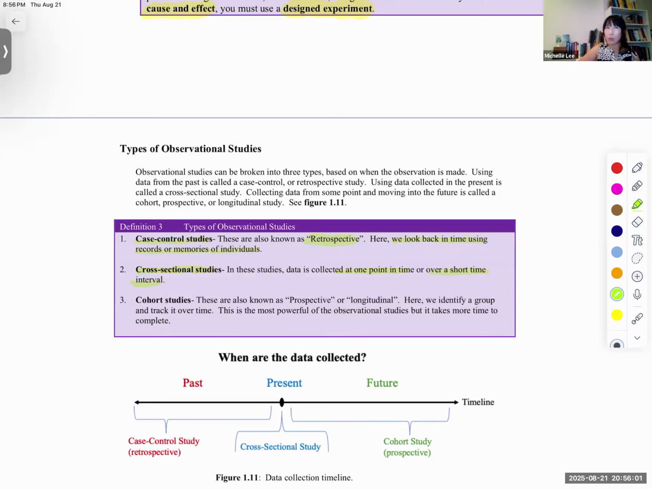We often hear that cohort studies. These are also known as prospective. So we often hear from the news, we track it over time, 10 years, 20 years, or 30 years. Like twins, we track over the time, 30 years. Who's aging more? Those kind of studies, right? So that's prospective.